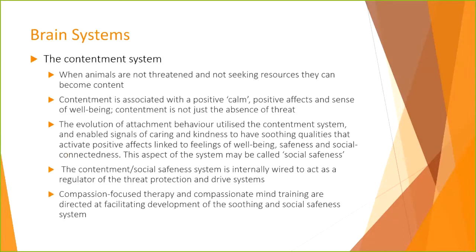And the third system is the contentment system. When a person or an animal, thinking of sentient beings, are not threatened or seeking resources, they can become content. Contentment is associated with a positive calm, positive aspects and sense of well-being. It's not just the absence of threat. So when we talk about relaxation, meditation, or mindfulness, it's about getting to the state of calm where you're not trying to seek something. You're not trying to protect yourself from something. You are good in the moment with whatever it is.